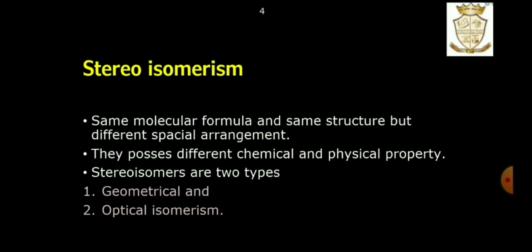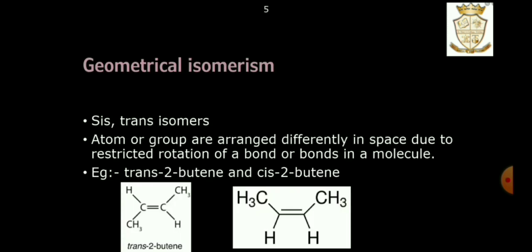Stereoisomerism: same molecular formula and same structure but different spatial arrangement. They possess different chemical and physical properties. Stereoisomers are of two types, geometrical and optical isomerism. Geometrical isomerism, or cis-trans isomers: atoms or groups are arranged differently in space due to restricted rotation of a bond or bonds in a molecule. Example, trans-2-butene and cis-2-butene.